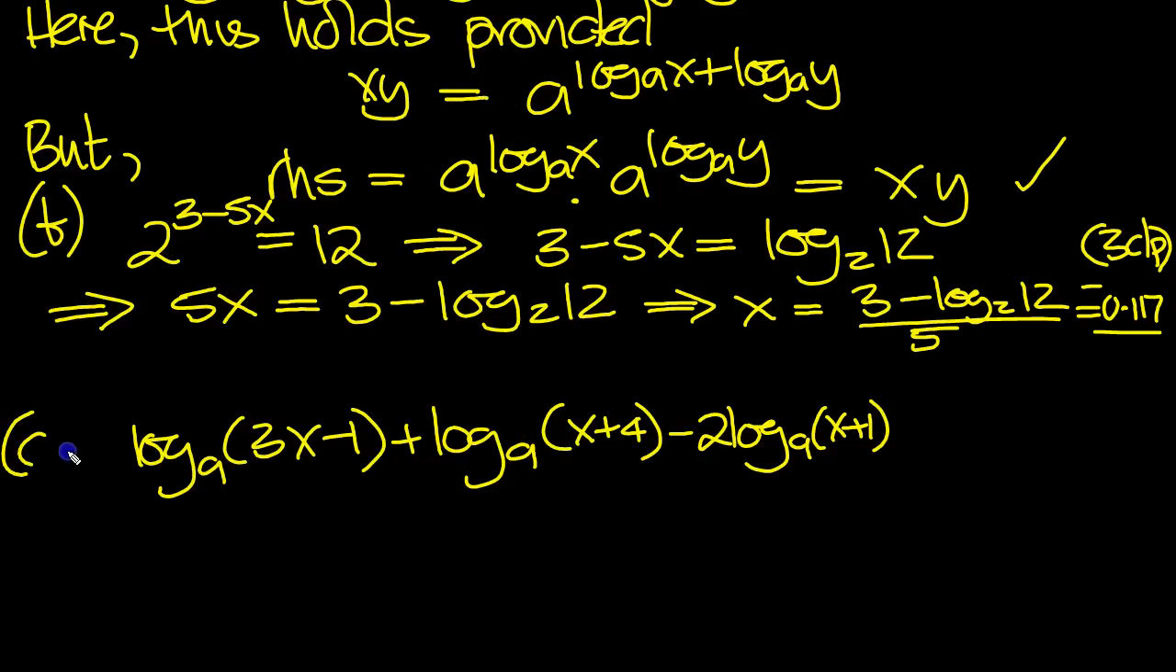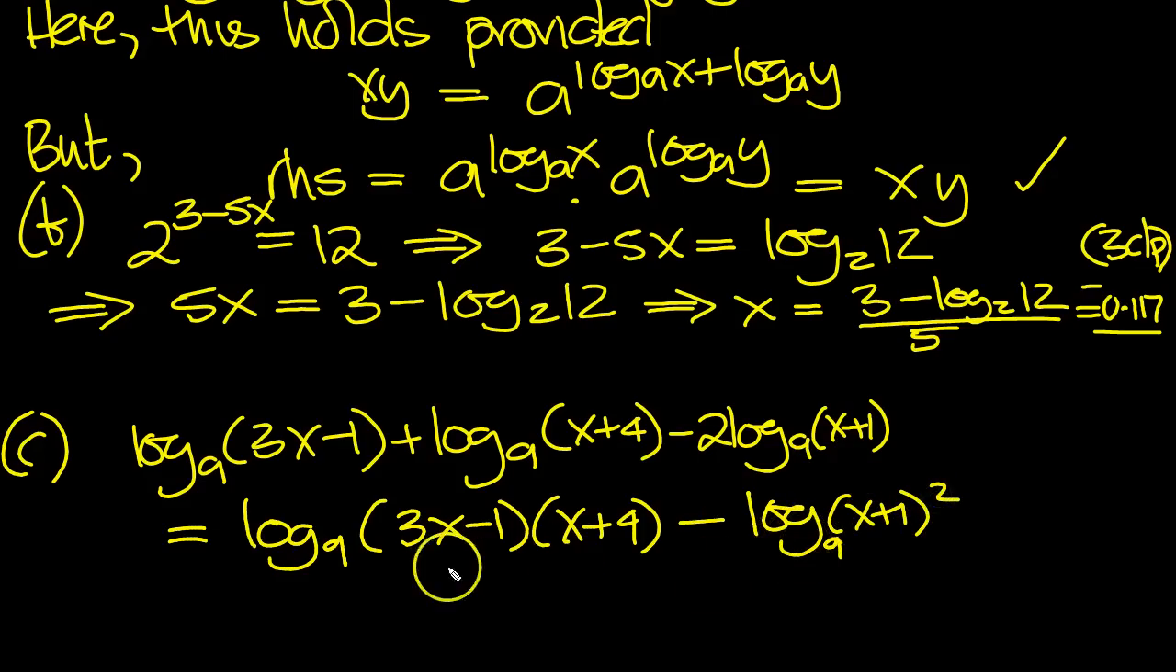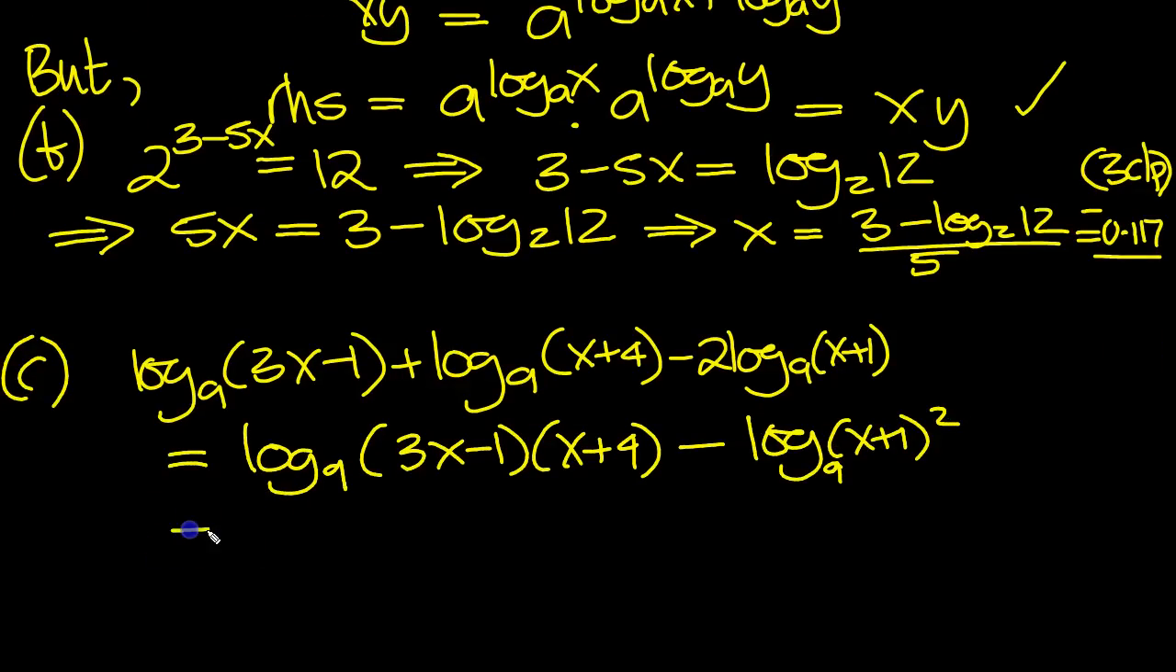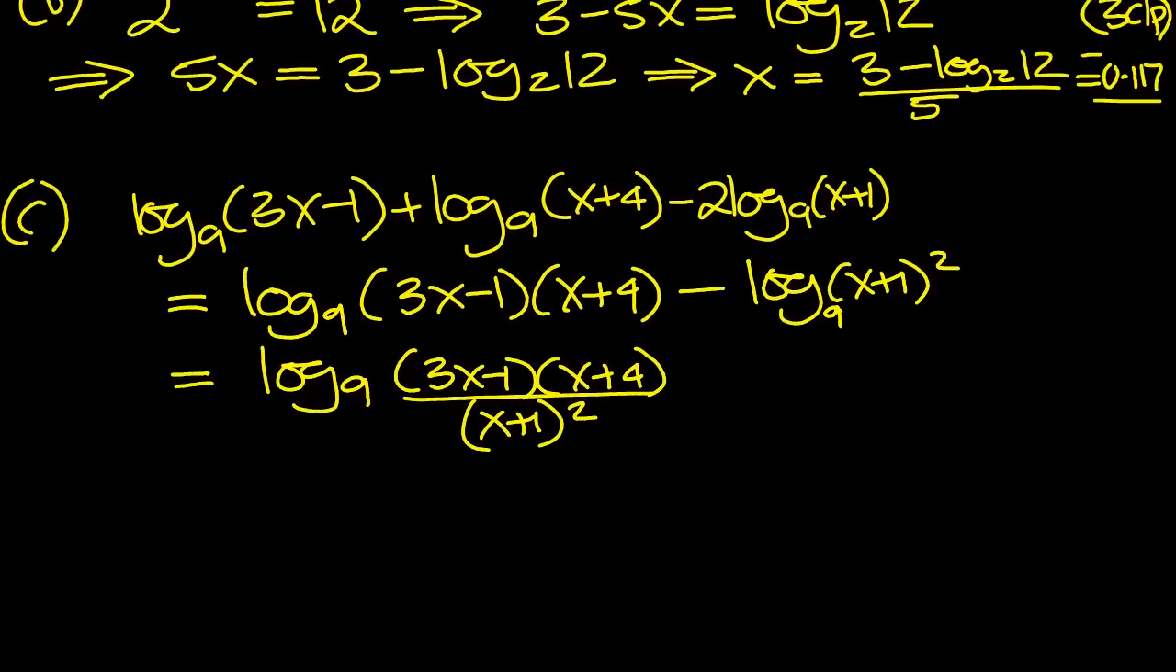These are log 9s. So plus you times, so this is equal to log 9 of 3x minus 1 plus you times, so that will be times x plus 4. And it's minus, the 2 can come up to be a power, log 9 of x plus 1 squared. And now minus you divide. So we can finally write this as equal to log 9 of this stuff here, 3x minus 1 times x plus 4, divided by x plus 1 squared. Okay, so that's part 1. We've written it as a single logarithm.